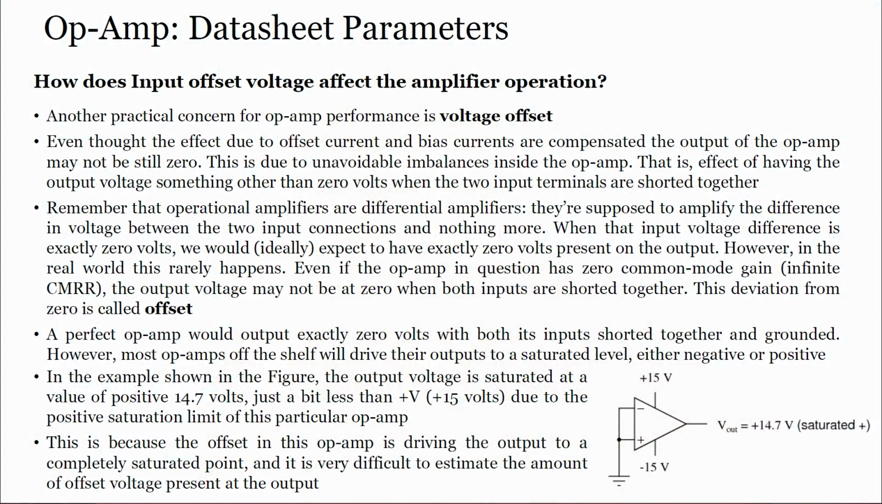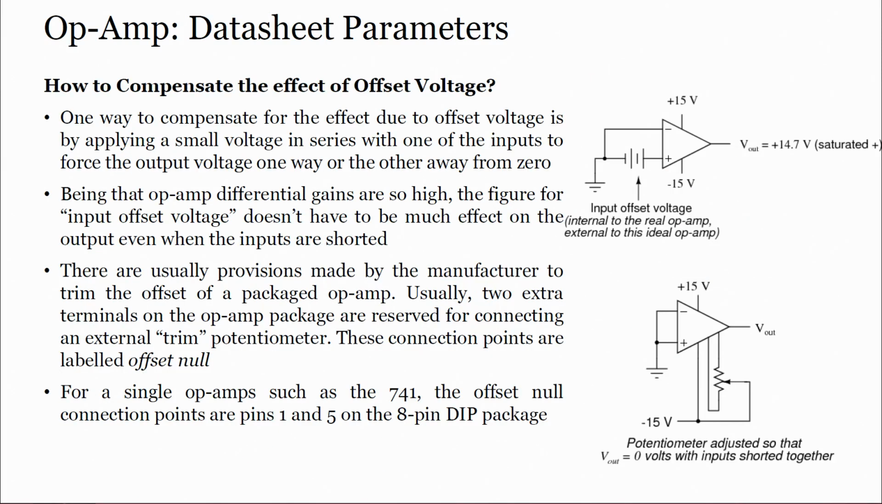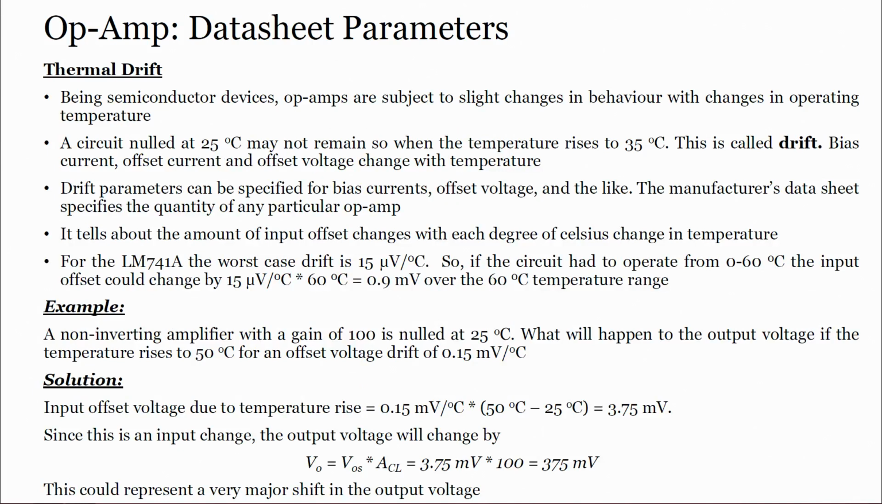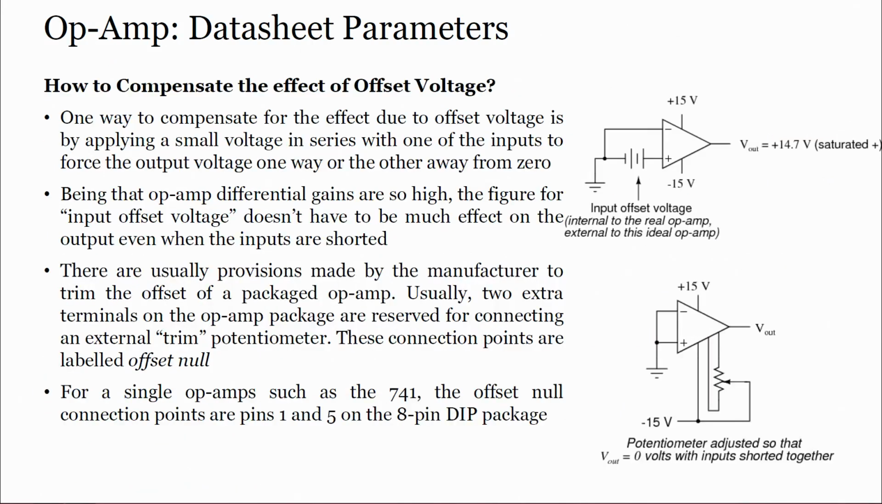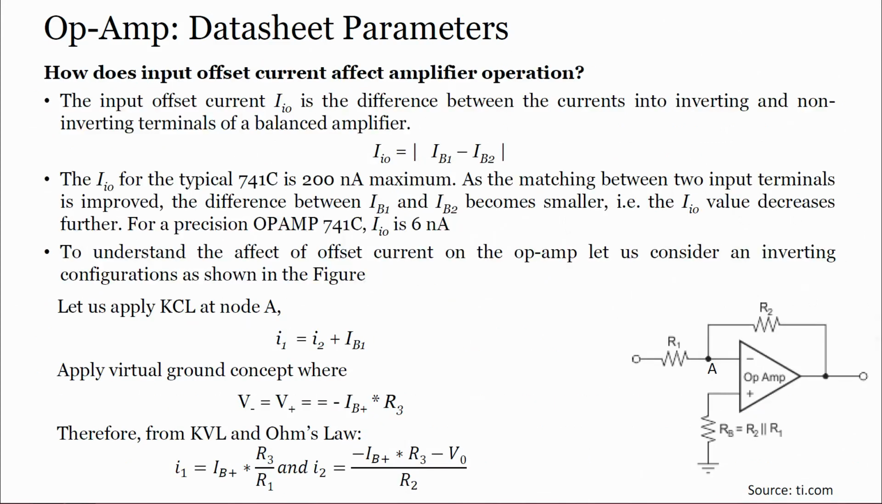Then if you come back to the screen, another question is how does input offset voltage affect the amplifier operation. Earlier it was input bias current, here it is input offset voltage. So, this also we have seen. So, just look at the videos please. Then the next example is thermal drift. These are all datasheet parameters, by the way, right.